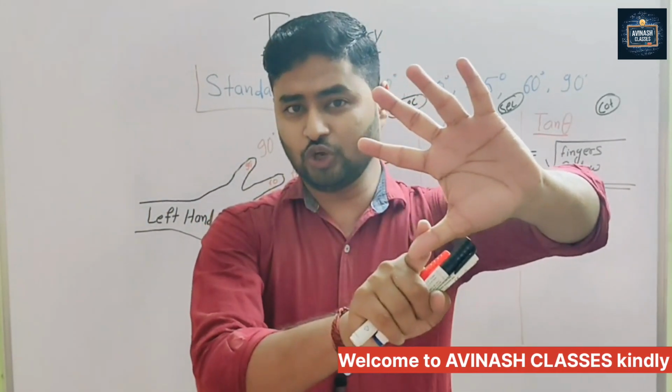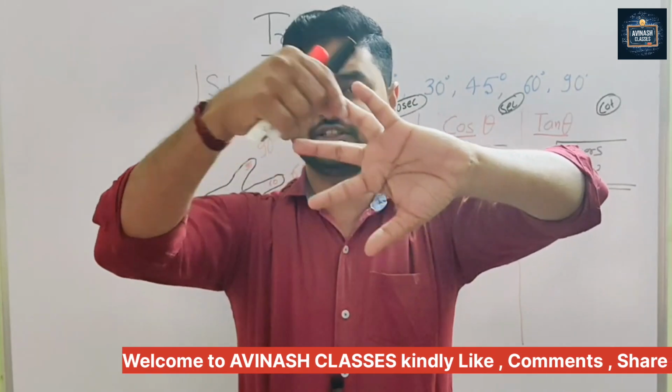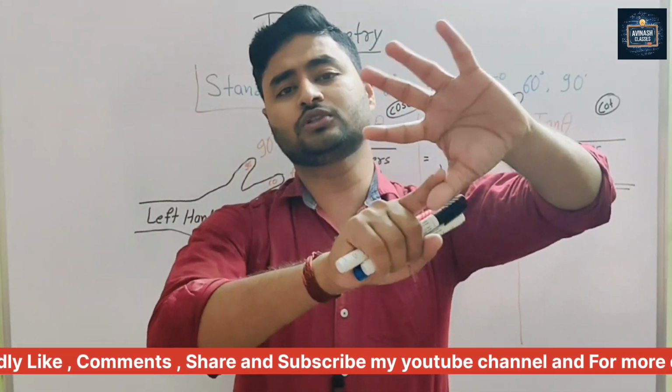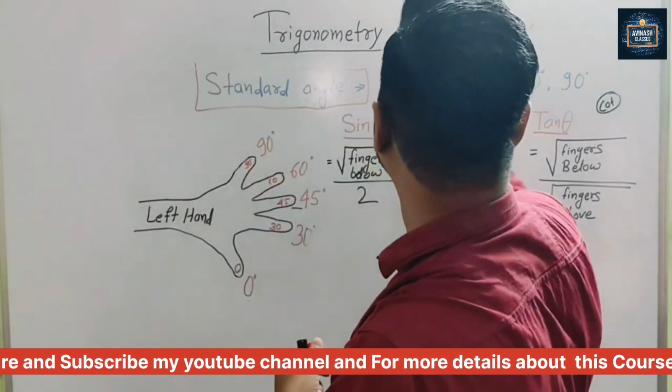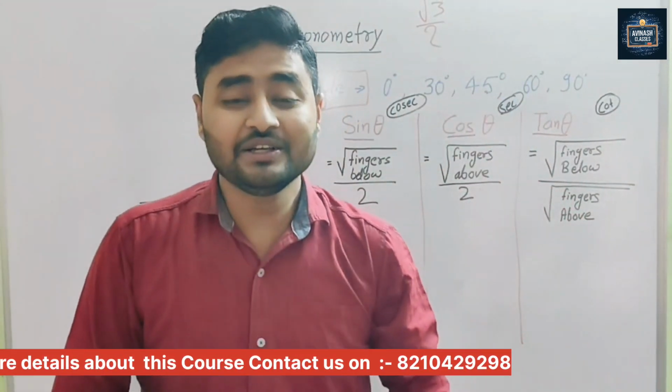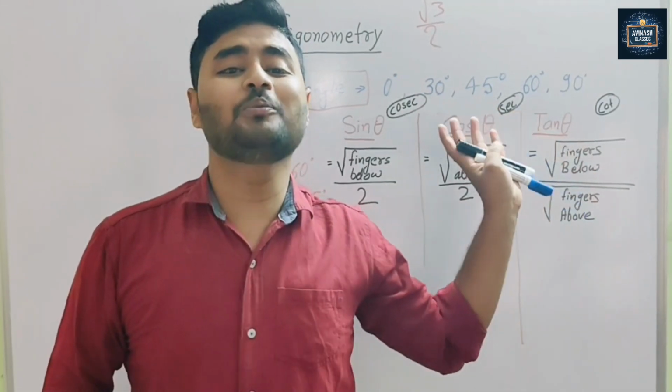So 0, 30, 45, 60. This is sine 60. So below that, how many fingers? Sir, 1, 2, 3. So we write here root under 3, and by 2. This is your value now. Imagine how much easy.